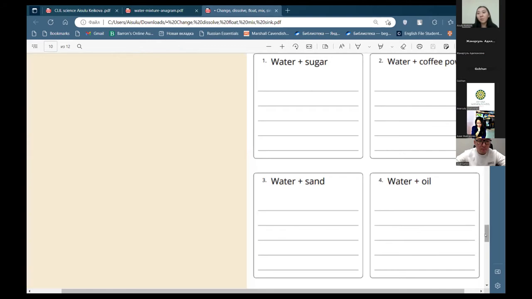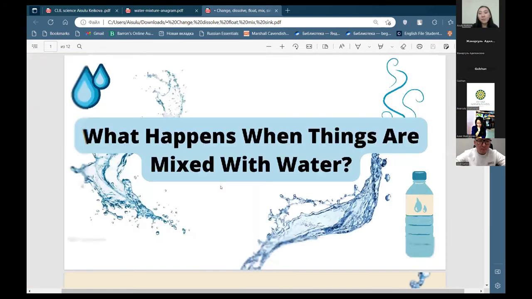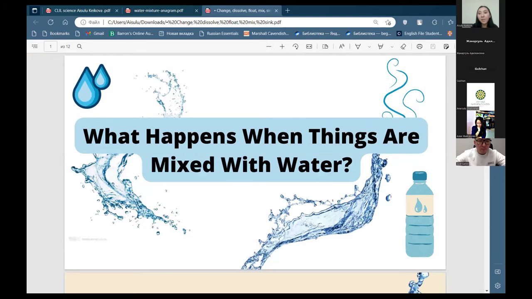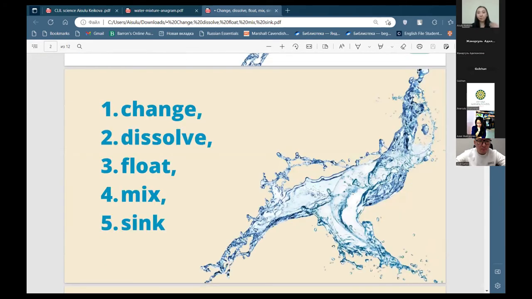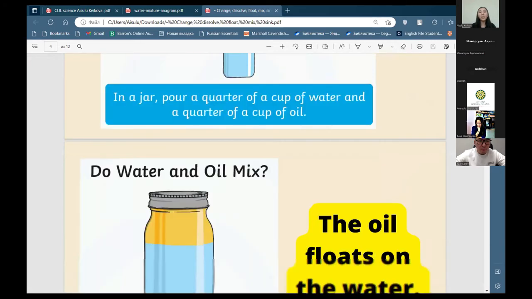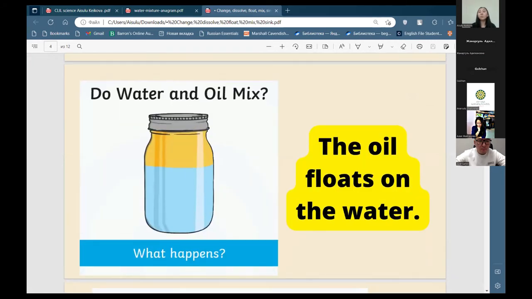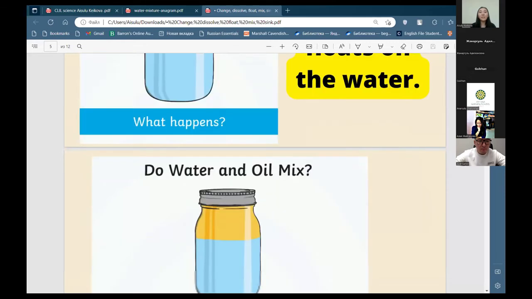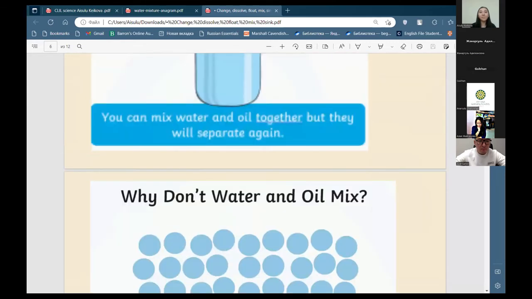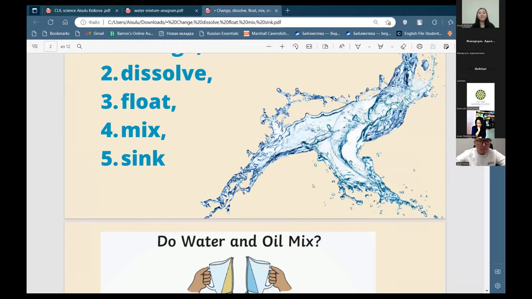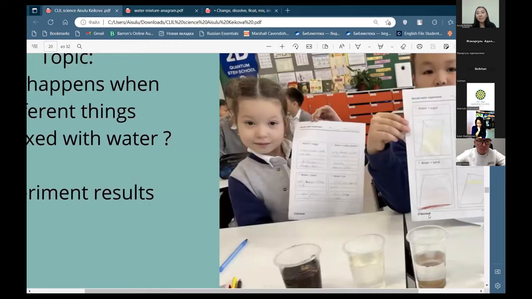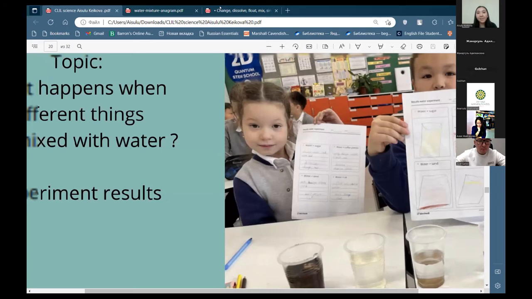So let's say, what happens when things are mixed with water. So I start with checking the vocabulary after we have played the games and done this exercise. And then we continue with what happens if I mix oil and water. So they already do not need any explanation of what is water and oil. They don't need explanation of what floats means because I already explained it. So it makes the lesson easier. Yes. And at the end, they did these results. Okay.